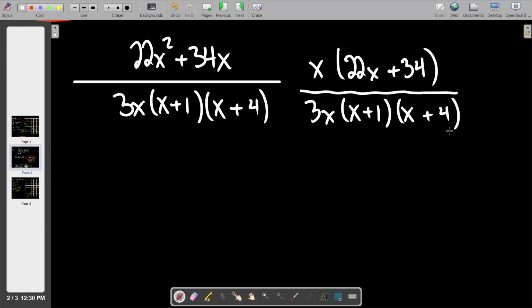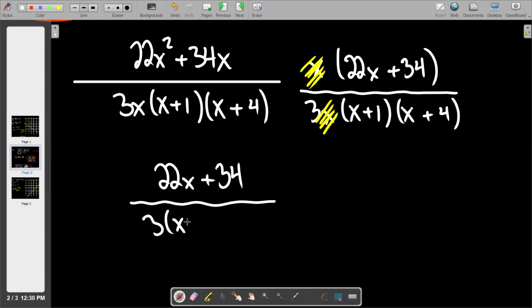Just so you know, we could have done that at the very beginning of the problem. I want to go back as soon as we're done here and show you what I mean. It'll be a good learning moment so you remember to watch for this at the very beginning of a problem. But anyways, let's finish the job here. We're going to take this x on top that we factored out and this x on bottom that we factored out, leaving us with the final answer, which is 22x plus 34 all over 3 times x plus 1 times x plus 4.